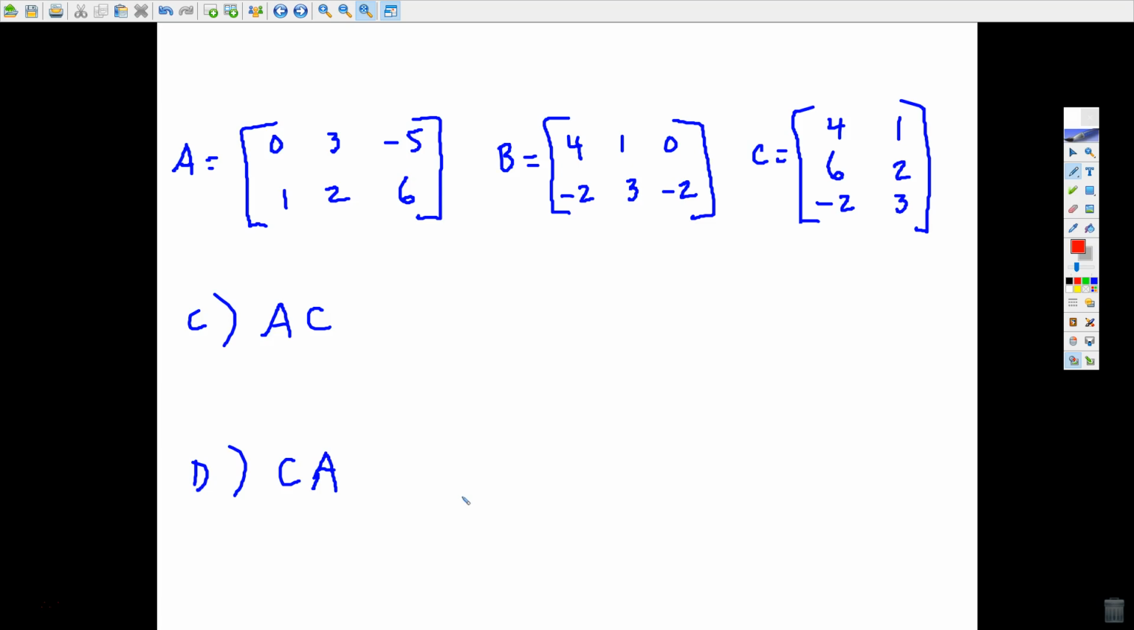Okay, now let's talk about multiplying matrices. That's a little different animal. Not hard, but there are some things we have to be aware of before we can multiply. It may not be possible to multiply matrices together. Here's how you'll know: look at the dimensions of each matrix. The dimensions again for matrix A are 2 by 3, and matrix C over here is a 3 by 2. Always do rows before columns.